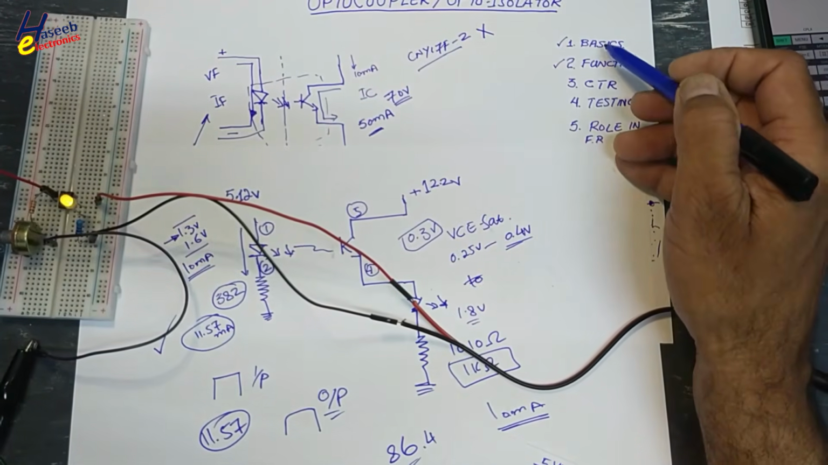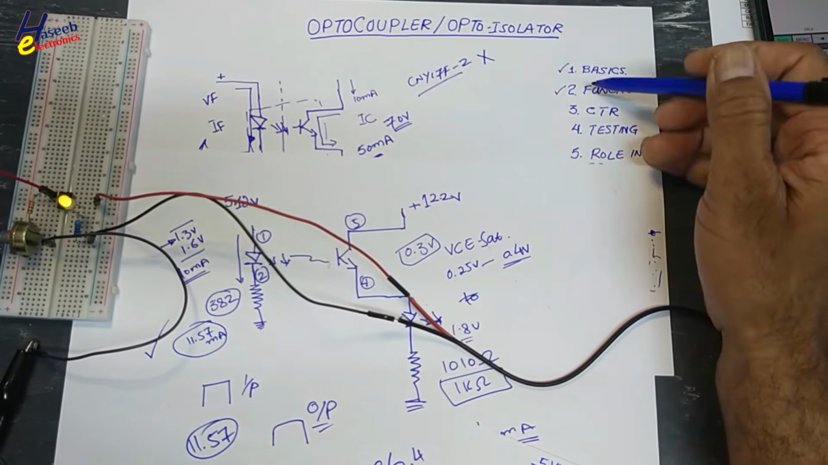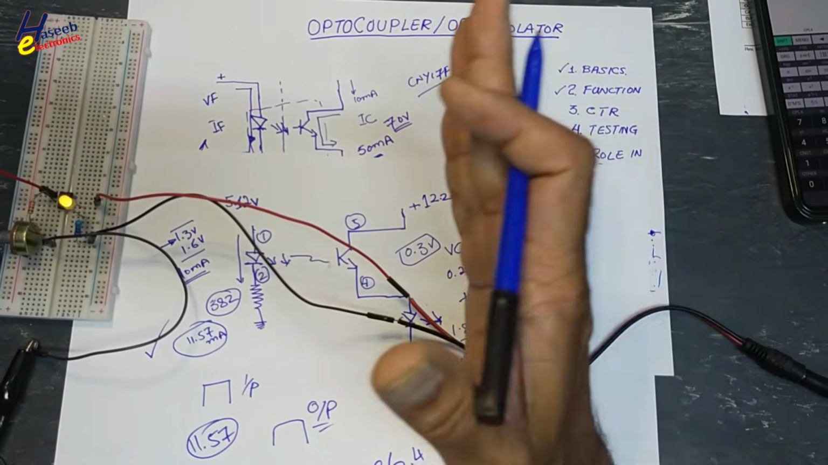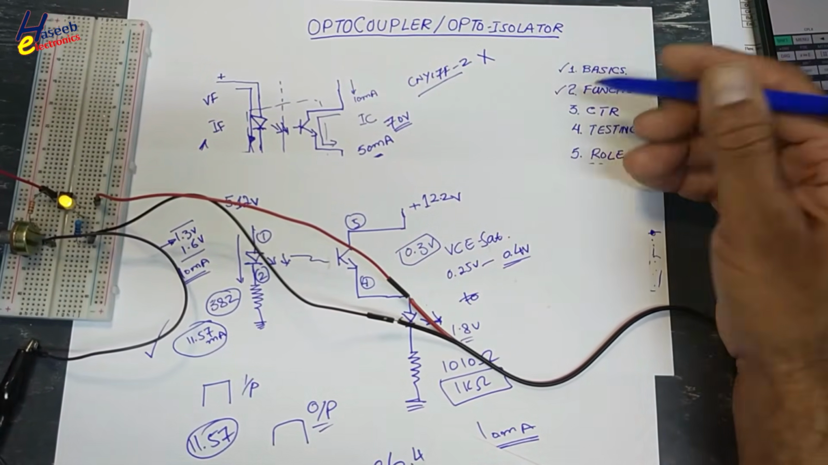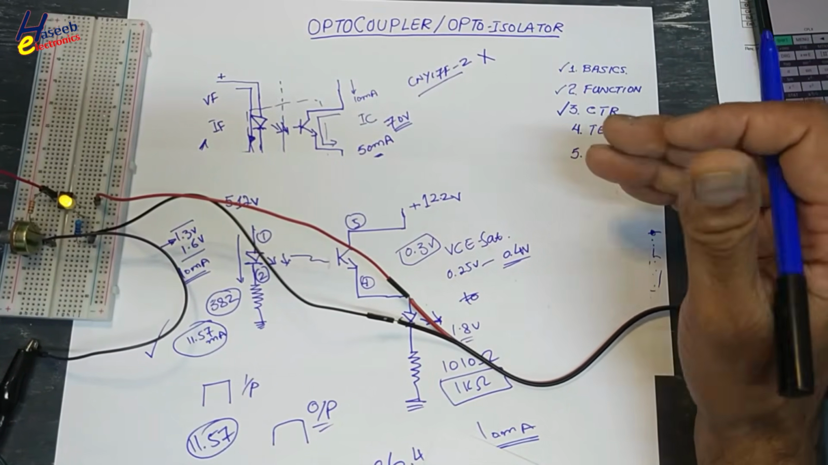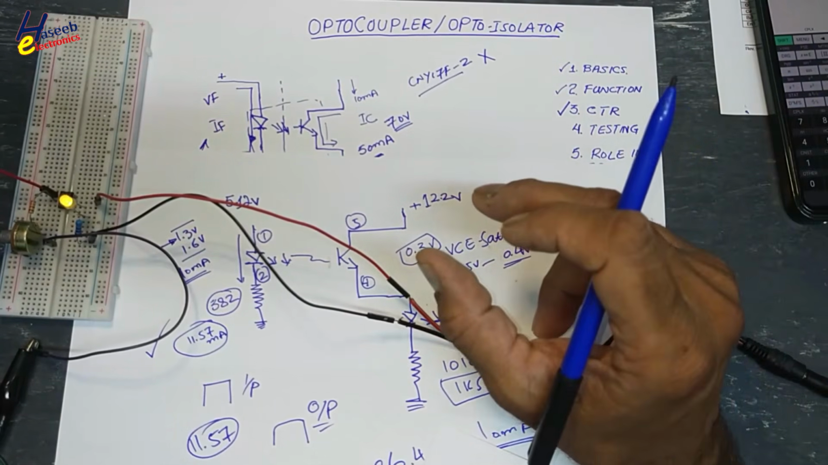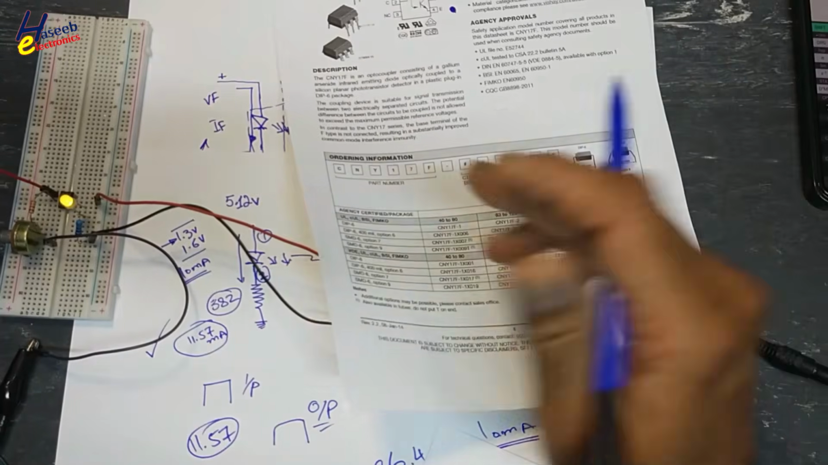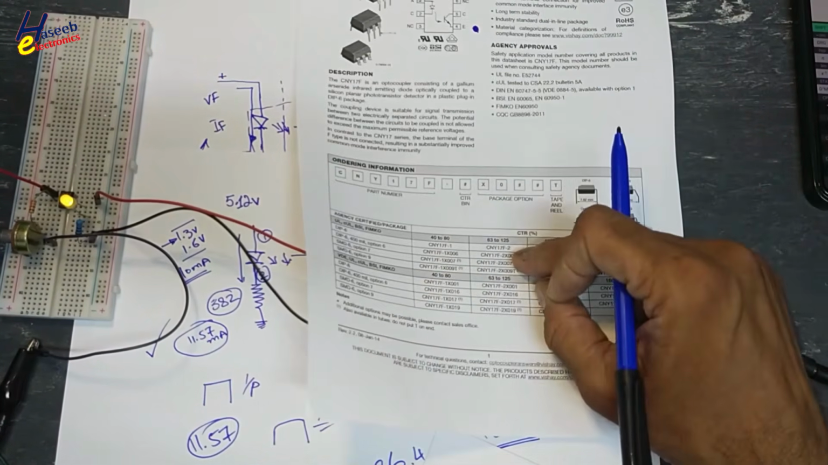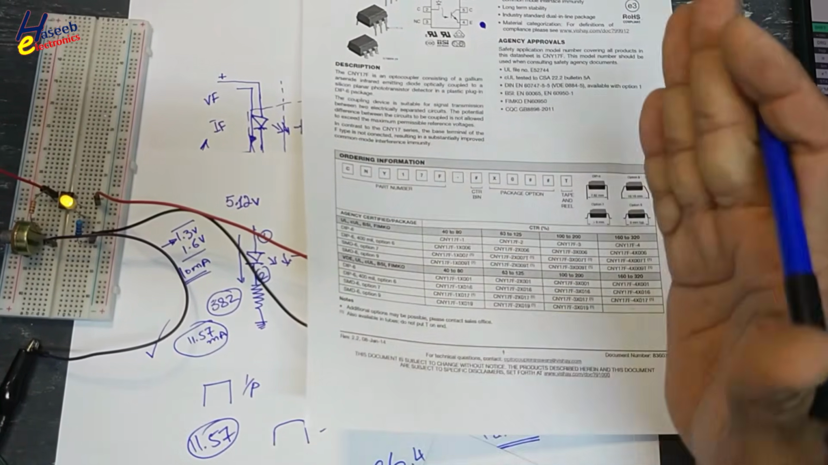We discussed basics. What is optocoupler, opto-isolator? It provides isolation. It separates secondary side and primary side. Then how it works? What is CTR? That CTR is current transfer ratio. It is a calculated ratio between output current and input current that is defined in the data sheet. That this optocoupler, this family name, this number will work with this range to this range.